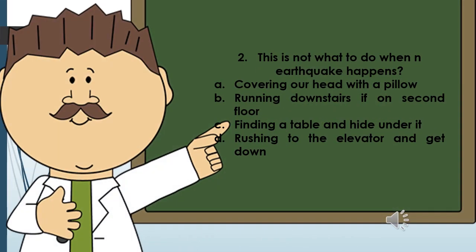Number 2. This is not what to do when an earthquake happens. A. Covering our head with a pillow. B. Running downstairs if on the 2nd floor. C. Finding a table and hiding under it. D. Rushing to the elevator and getting down.